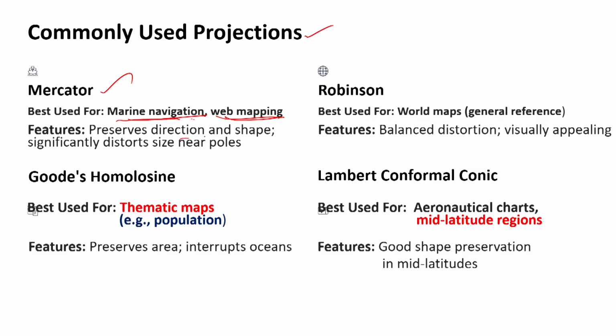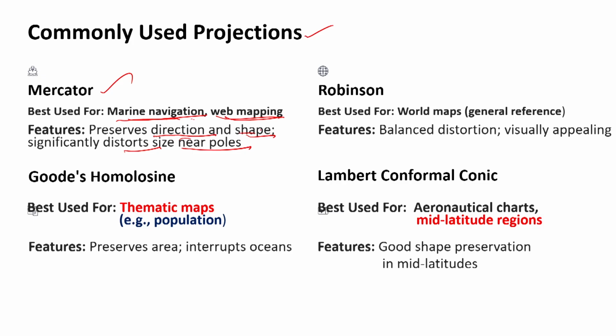It preserves the direction and shapes, but significantly distorts the areas near the poles. As we already discussed, it preserves the directions. If you are working with directions, the Mercator projection can be taken and used directly. Even shape, again going from the equator to near the poles, starts getting distorted.